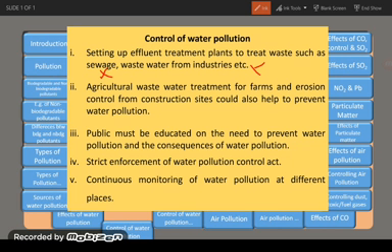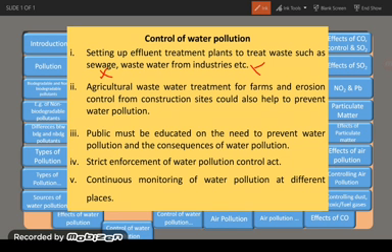Then the public must also be educated on the need to prevent water pollution and the consequences of water pollution. I want to say that now we still have some villages in which the dwellers defecate in water bodies. So if such people are educated on the need to prevent water pollution, then they can desist from such acts, and hence water pollution can be controlled.